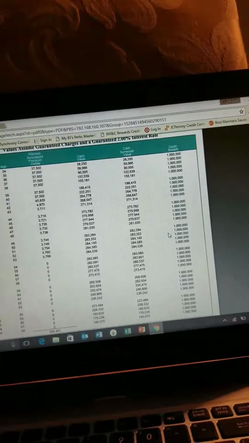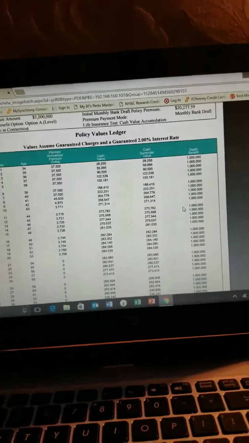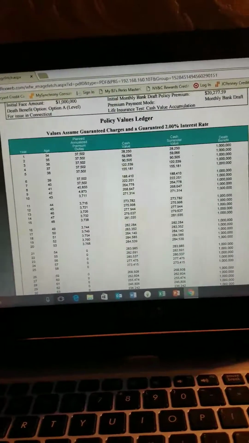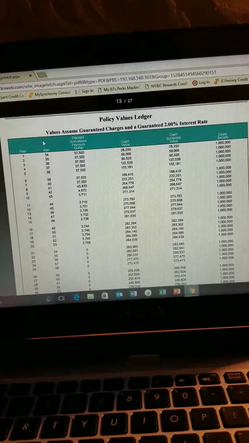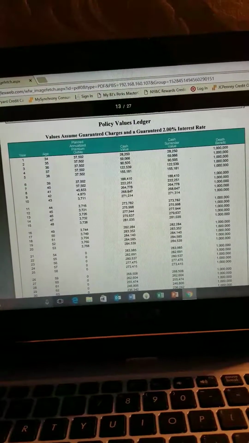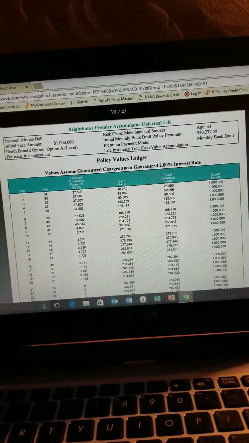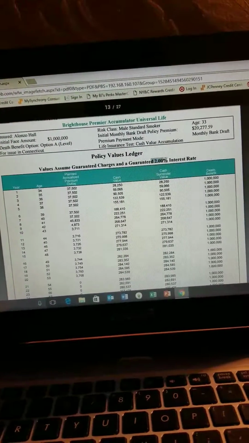When I'm scrolling down here, this is what you want to look at, and this is what every agent should be showing you during your life insurance valuation, which is the policy values ledger. These values assume that there's a guaranteed 2% interest rate.